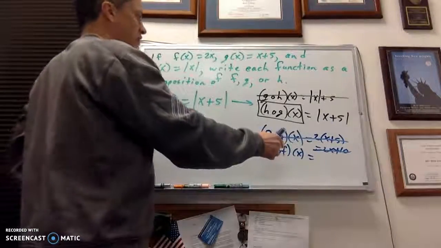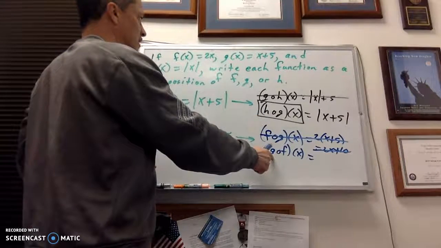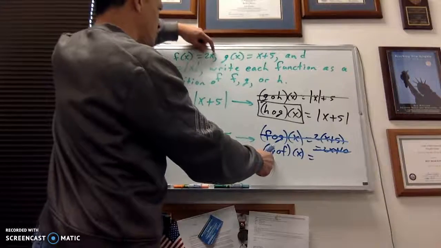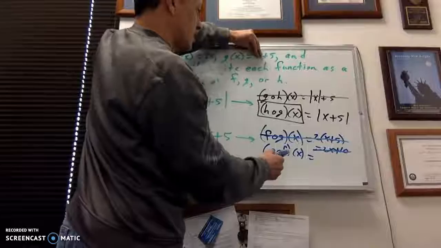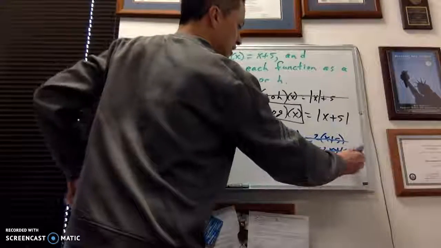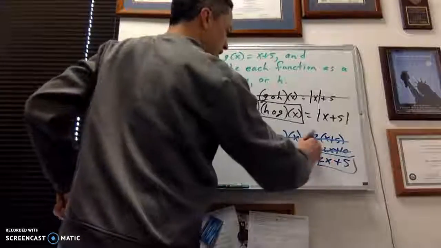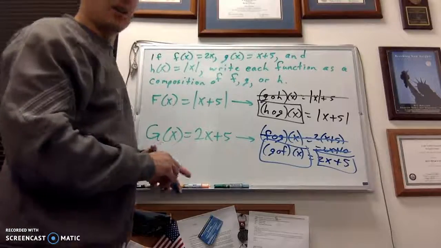Let's look at g of f of x. So this time, we're going to take the f and stick it inside the g. So my f is a 2x. I'll stick it inside this x for this g. So this x is gone. 2x takes its place. And then plus 5. Hey, look. I got it. So it looks like my answer here is the g of f of x.